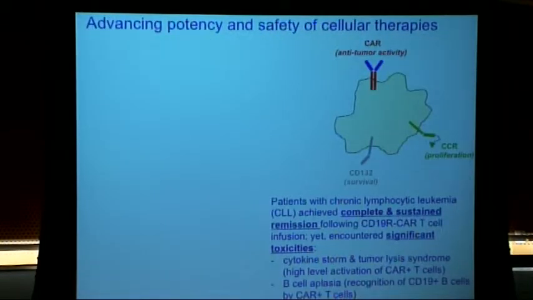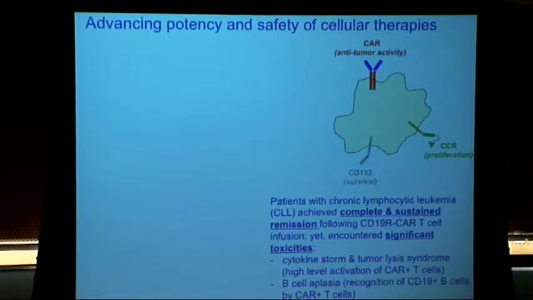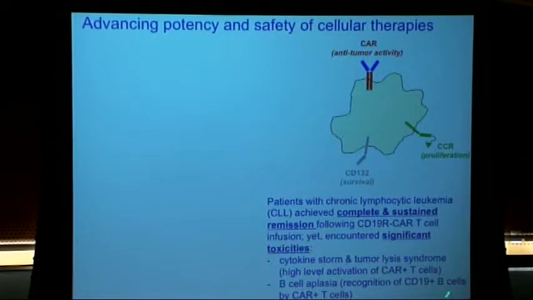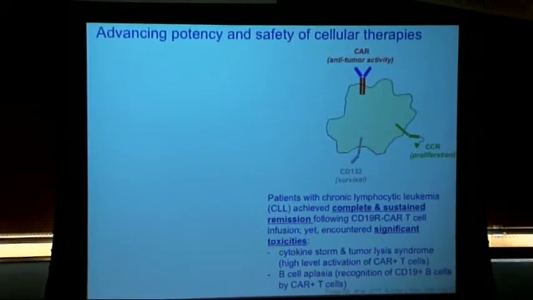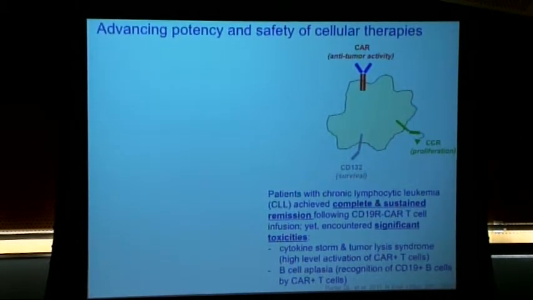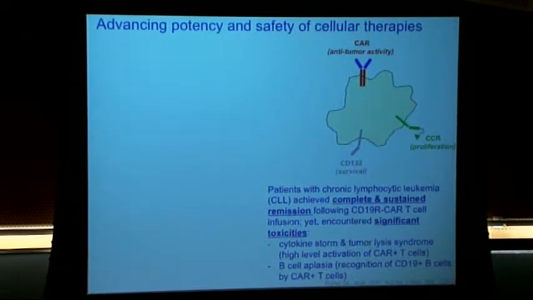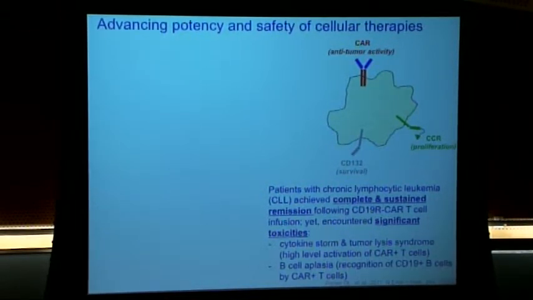So what's the challenge? As we said, this is a very active area of research, and there are a lot of clinical trials in this field. In particular, a couple of years ago there was a lot of excitement around some successes that came out of early clinical trials with this work. What they saw was that when they used this to treat CLL, they saw complete and sustained remission after they had transferred T cells engineered with a CD19 CAR receptor. But what you also noted if you read the paper is that they encountered significant toxicities.